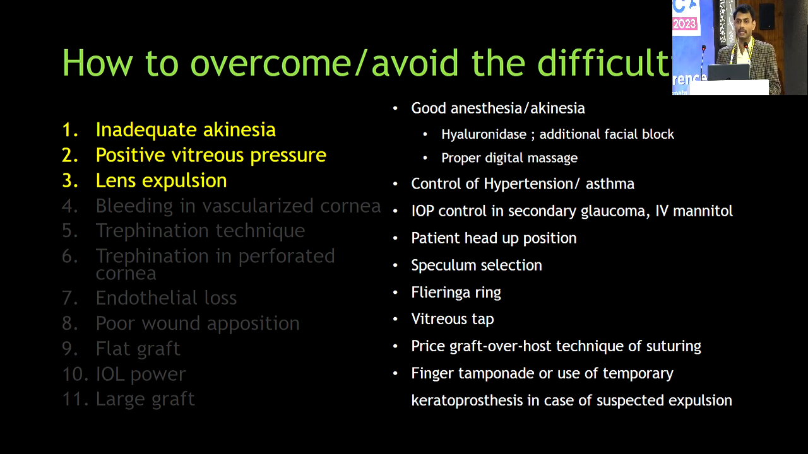As for speculum selection, as we all know, whenever we experience positive pressure, the first thing we do is loosen the speculum. And with a vitreous tap, in cases where the pressure is too much, we can decrease the volume. In some cases we can employ the Price graft over host technique of suturing. Where expulsion has already occurred, we need to do a finger tamponade, and a temporary keratoprosthesis can be employed.